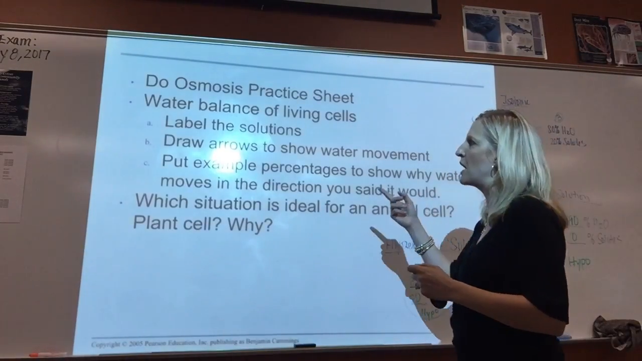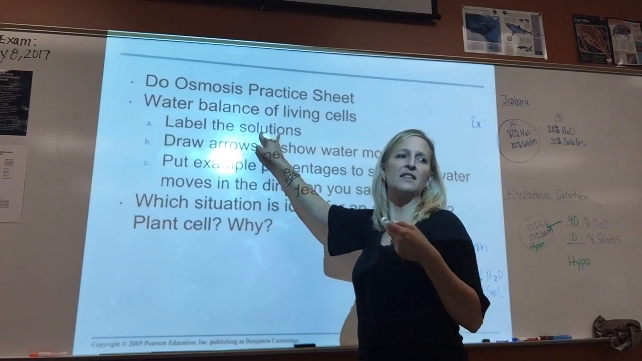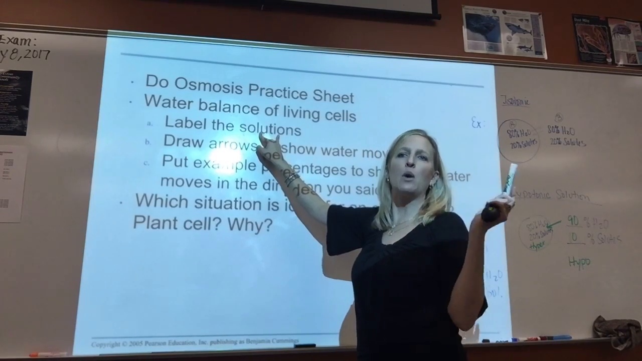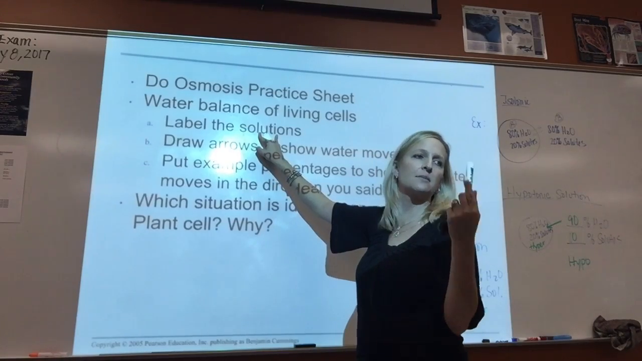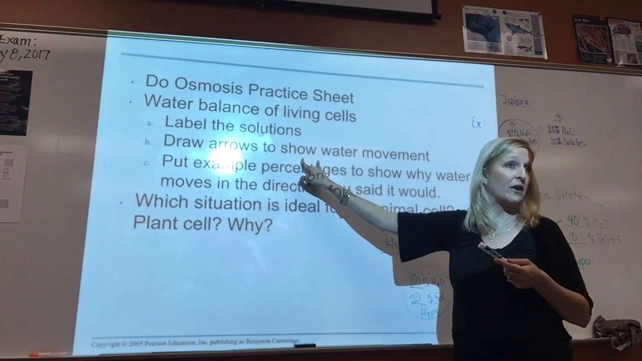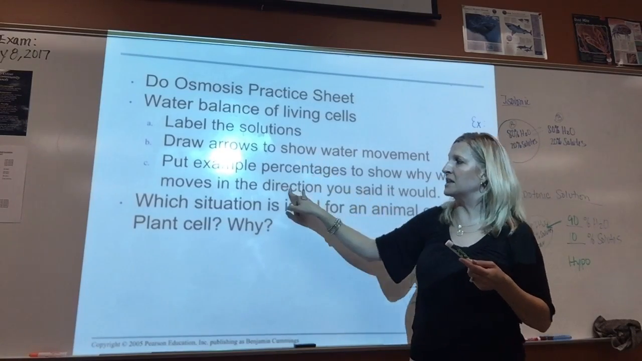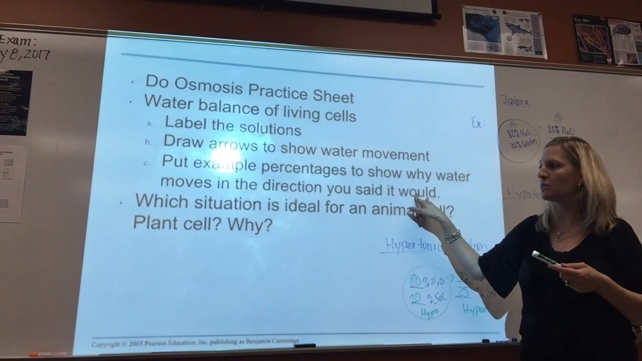So on the sheet, what I want you to do is label the solution that they're immersed in. So notice at the top of each column, I whited out a blank solution. So you're going to put what the cell is immersed in, what kind of solution. Draw arrows to show where the water is moving, and put example percentages to show why water moves in the direction you said it would.